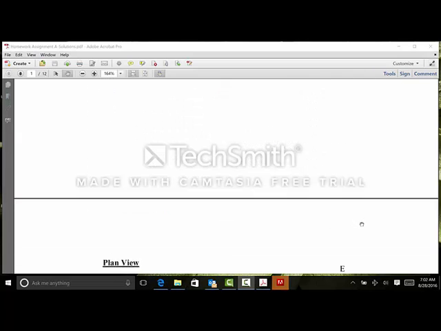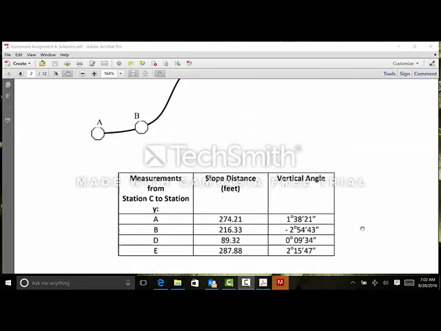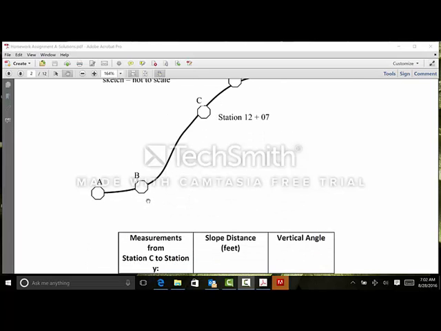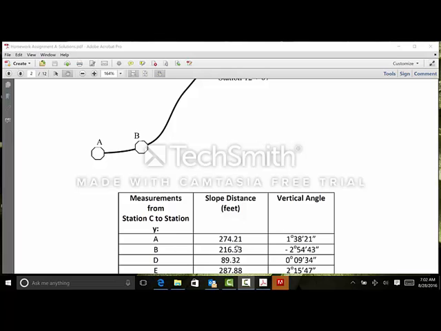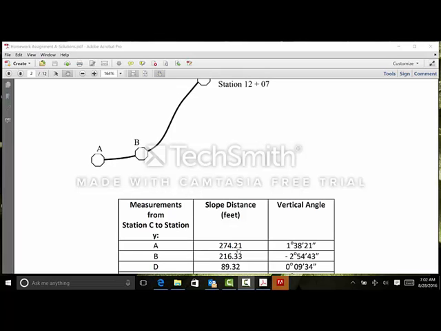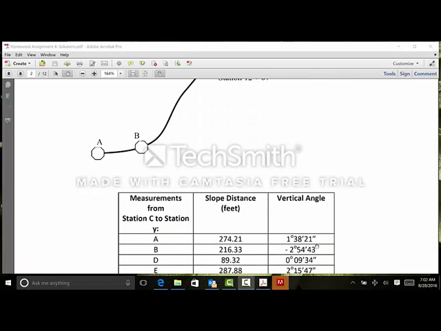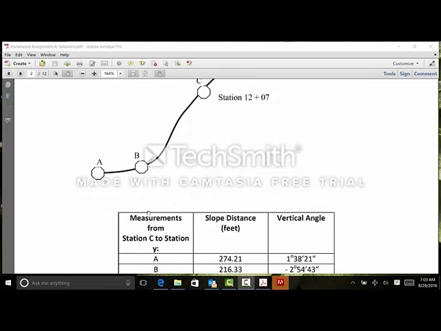We go down here to the data we're given that was collected in the field. We know that standing at station C, if we take a measurement back to station B, that's 216.33 feet slope distance. In other words, there is some slope in that measurement. And the vertical angle between C and B is negative 2 degrees, 54 minutes, 43 seconds. So I'm going downhill from C to B.